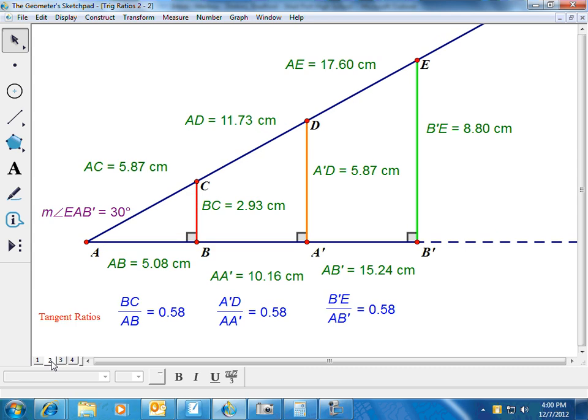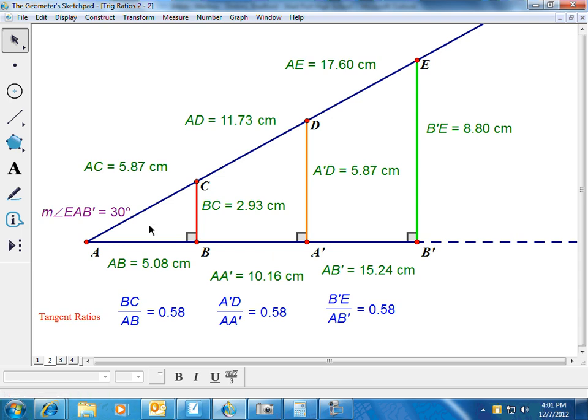For example, with the tangent ratio, I'm comparing... all these triangles are similar. This is all based on similar triangles. These three triangles, ABC, AA prime D, and AB prime E, are similar triangles because they have two corresponding angles that are congruent. So these are similar triangles, and that's what the trigonometric ratios are based on. I'll try to make more sense of that in a little bit.